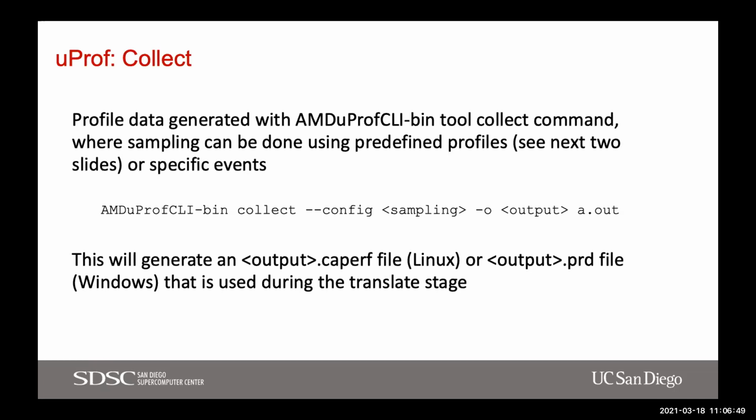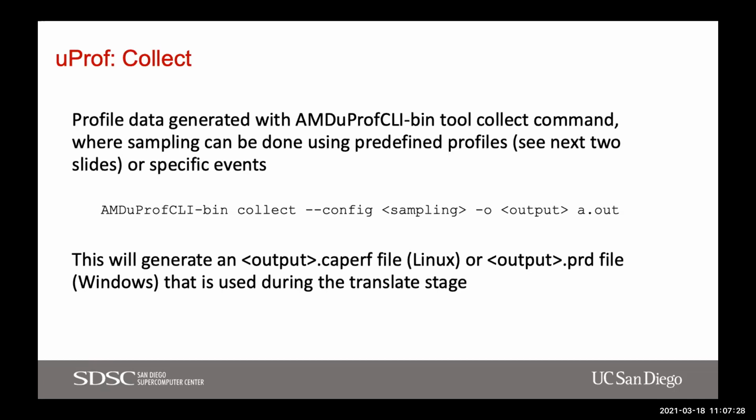And we're going to use this to do our sampling. Generally, you're going to use a predefined profile, and I'll show these on the next couple of slides. So you would start off with the AMD uProf CLI bin command, followed by the keyword collect, followed by the type of sampling you want to do, --config, followed by the predefined profile, -o output, that's going to specify the prefix of the output file, and then finally your executable, in this case a.out, followed by any command line arguments.